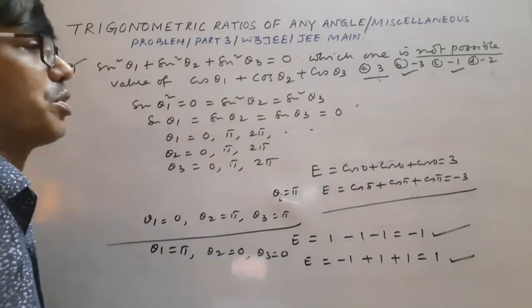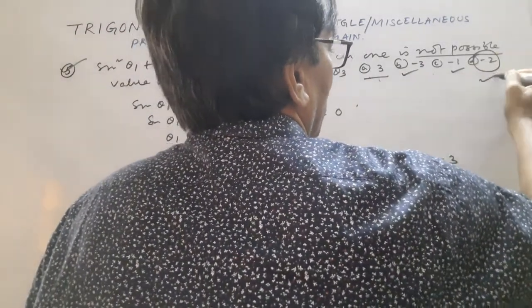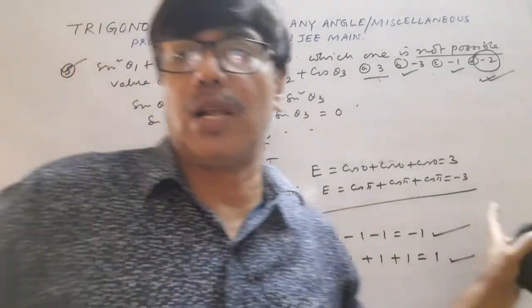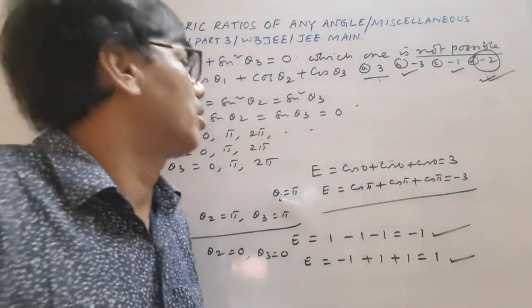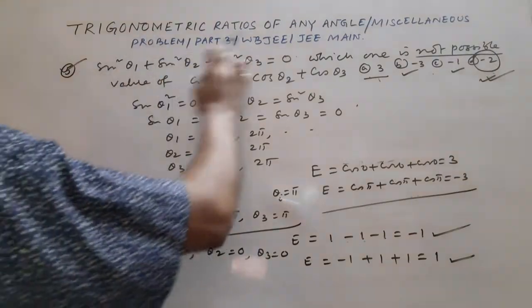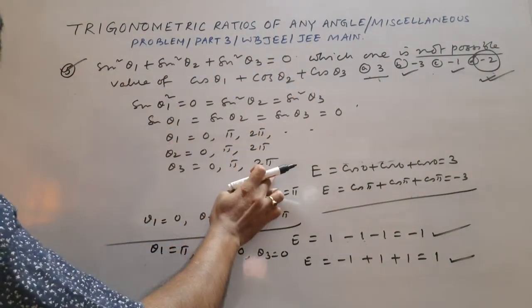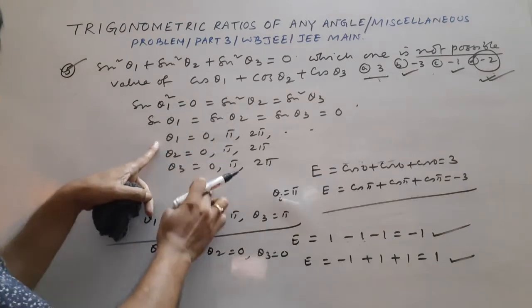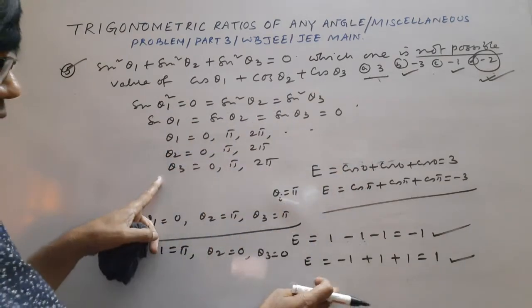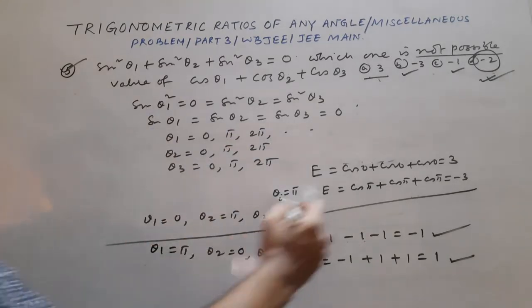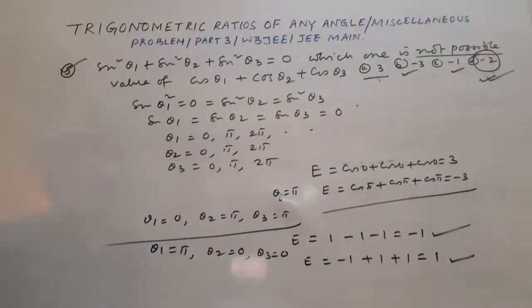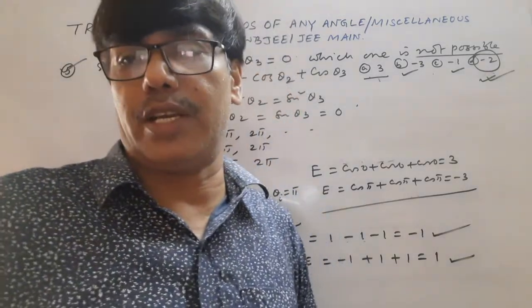Minus 3 is also possible. So one option is left. Minus 2 is not a possible value of the expression. So look again: the sum of squares equals 0, so they are individually 0. If you take all the same values, all 0 or all 2 pi, then we get 3, and if all are pi, then minus 3. Then take a combination, you do not get this value. So the value of the expression cannot be minus 2.